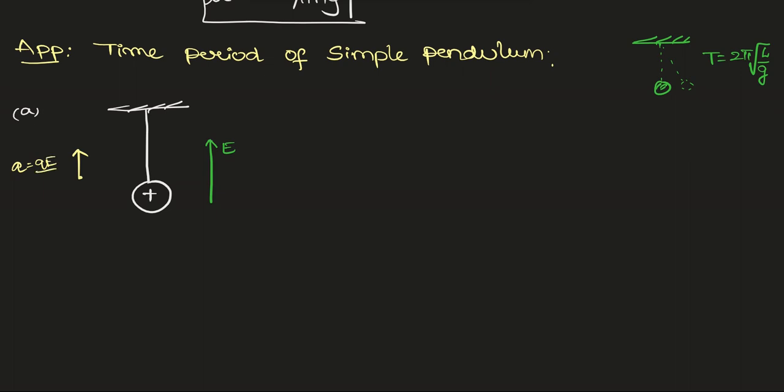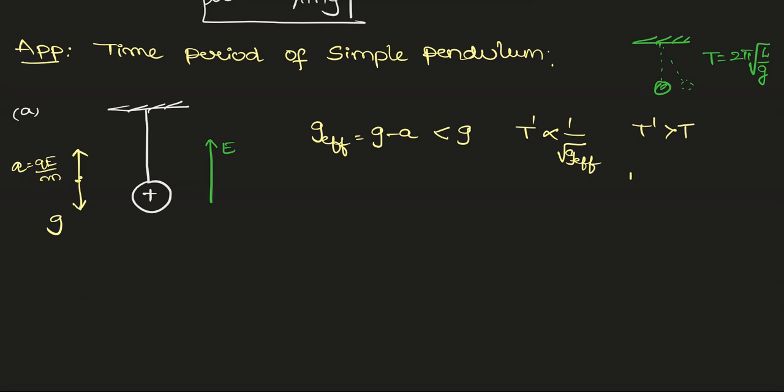a is equal to qE by m, and g always acts in downward direction. So that net acceleration g effective will be equal to g minus a, which is less than g. So T is inversely proportional to square root of g effective. As denominator is decreasing, this time period will increase. T dash is greater than T, or else you can write that expression as 2 pi square root of L by (g minus a). And now we are having that case B like this.